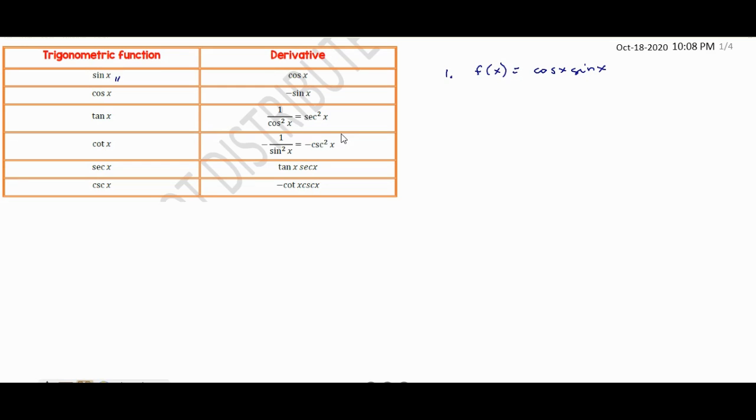Now let's have cotangent x. For cotangent x, the derivative is 1 over negative sine squared x, which is equal to the negative cosecant squared x. For secant x, it is equal to tangent x times secant x. So that is a product. And finally, for cosecant x, we have negative cotangent x cosecant x. Okay? So now, we are going to have an example.